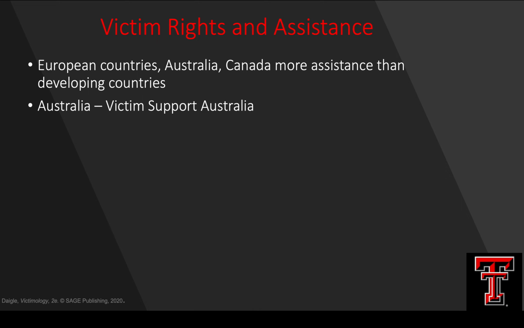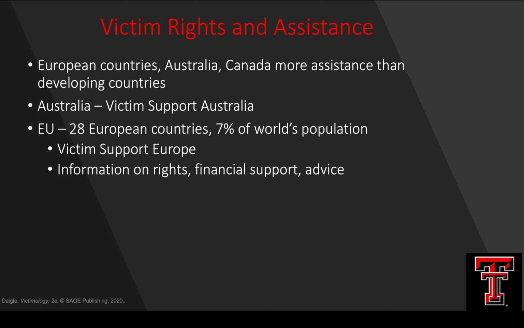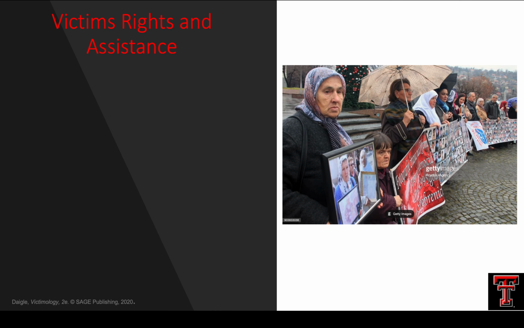So Australia has Victim Support Australia. The European Union has Victim Support Europe, and similar to the United States, they give information on what rights you have, financial support as well, and advice. Canada has a Victims Bill of Rights, very similar to the United States: right to information, protection, participation, and restitution. And they give financial assistance to victims of violent crime as well.